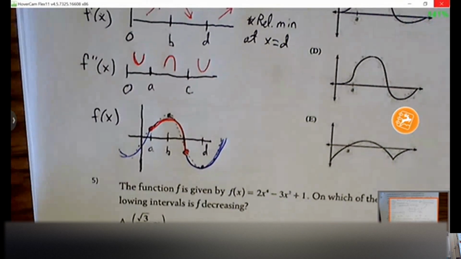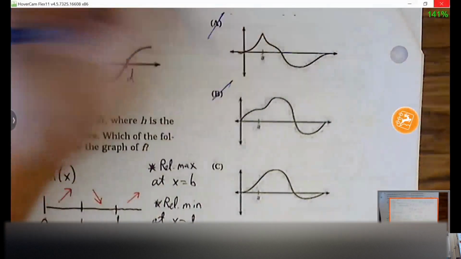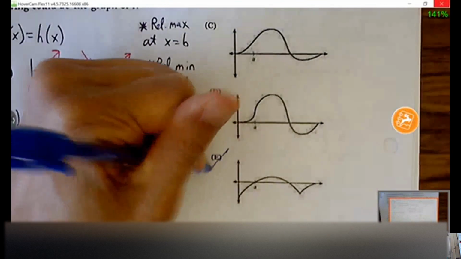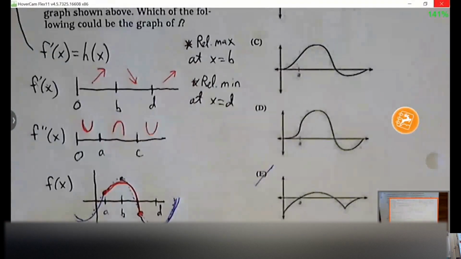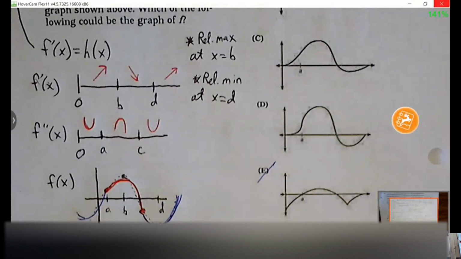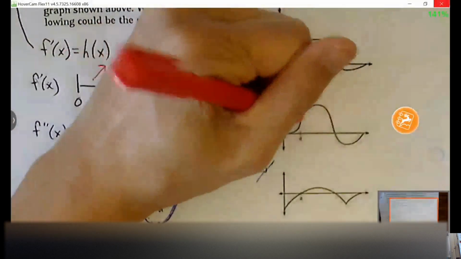Okay, so if we now look at our answer choices here, A and B don't look anything like our graph. E doesn't look anything like our graph. So we're down to C and D. And C and D are very similar, but I think C is the better choice. I think on my key I had D as the answer choice. I think the issue is here.